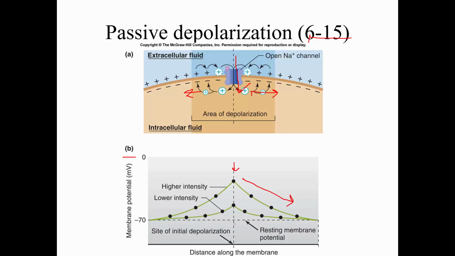Now, we can calculate how far we expect that depolarization to travel. We would calculate something called a space constant. And you biophysical types might do that in a neuroscience class or in a biophysics class. We're not going to do that. But just realize there are mathematical principles that will influence how far that depolarization will travel.